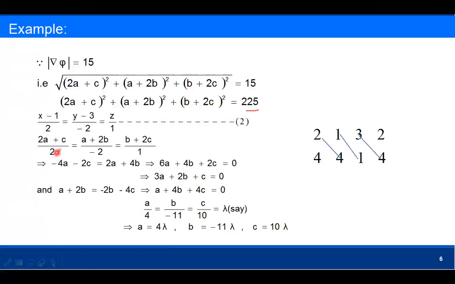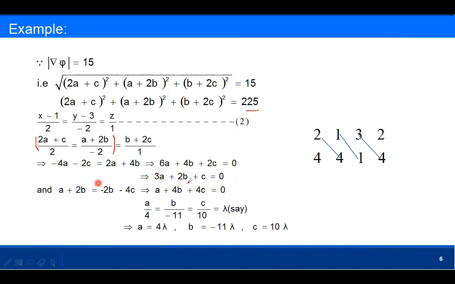So that is (2a plus c) by 2 equal to (a plus 2b) by minus 2 equal to (b plus 2c) by 1. So from this we have to take any two members and we will get these two equations. I will get this, means simply you have to multiply 2a into minus 2, that is minus 4a, minus 2 into c, minus 2c, equal to a into 2, 2a plus 4b. From this we will get 6a plus 4b plus 2c equal to 0. Throughout we have to cancel 2, we will get 3a plus 2b plus c equal to 0.